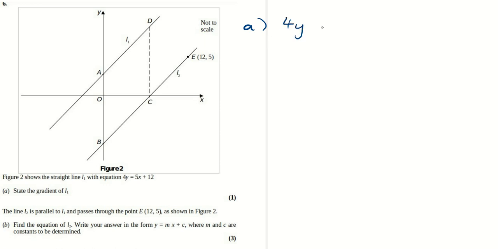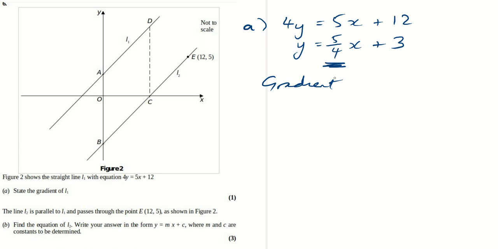Well, it gives us the equation like this. Now, to find the gradient, we need to put it in the form y equals mx plus c, and then the coefficient of x will be the same as the gradient. So if we divide through by 4, and 12 divided by 4 is 3, that's an equivalent equation of the straight line, and you can see from that that the gradient of L1 equals 5 over 4.